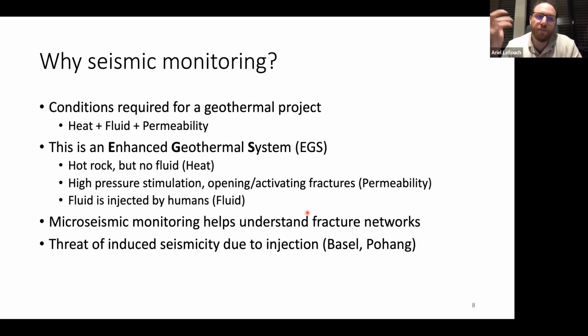So drawing from the hydrocarbon industry, we're basically going to do some hydraulic stimulation by high pressure injection, trying to open or activate existing fracture networks. This way you can create the permeability, and eventually we're going to inject the fluid, draw some heat, and then extract it and convert it to energy.